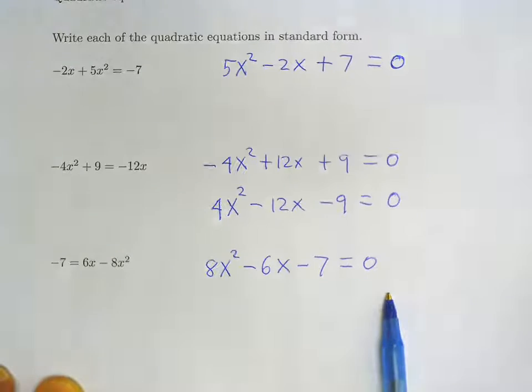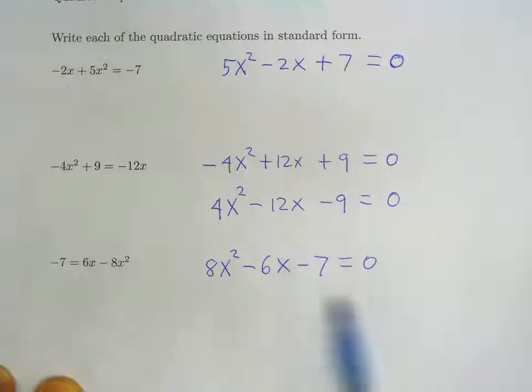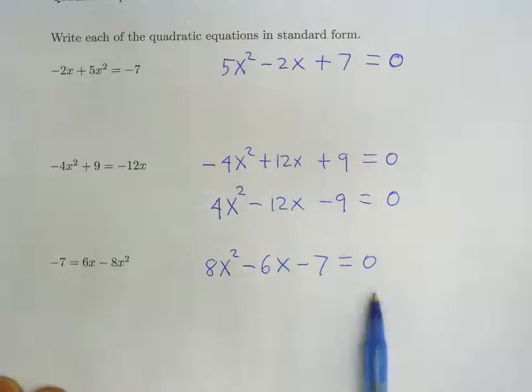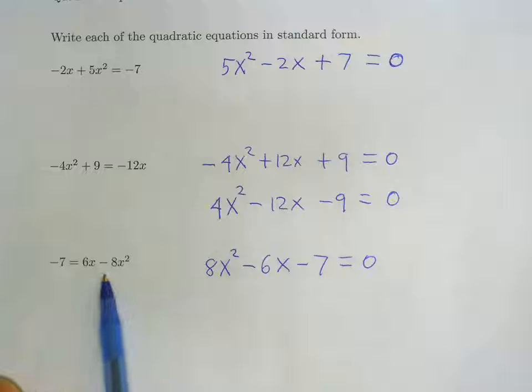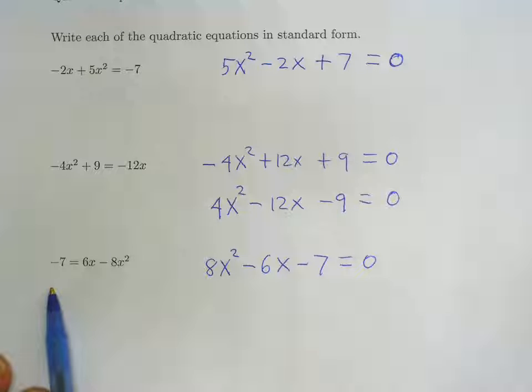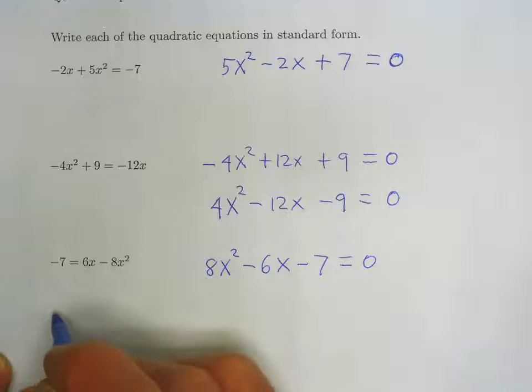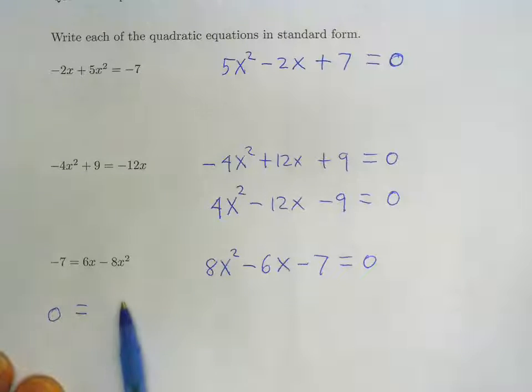And this is now in standard form. It's okay if 0 is on the left-hand side and the trinomial is on the right-hand side. So we could do that here. We could make the left-hand side 0 by adding 7 to both sides. So we'll add 7 to both sides, and we will also rearrange the terms on the right-hand side.